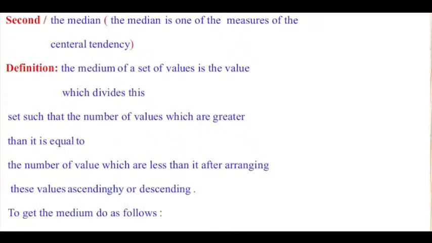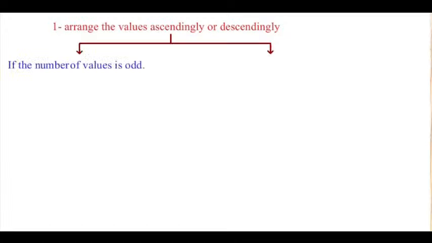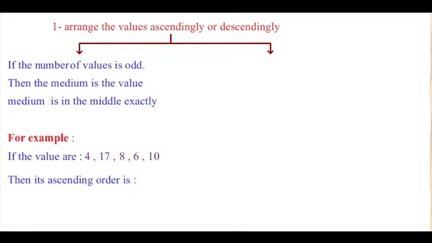To get the median, do as follows. Number 1. Arrange the values ascendingly or descendingly. If the number of values is odd, then the median is the value exactly in the middle. For example, if the values are 4, 17, 8, 6, and 10, then its ascending order is 4, 6, 8, 10, and 17. So the median equals 8.